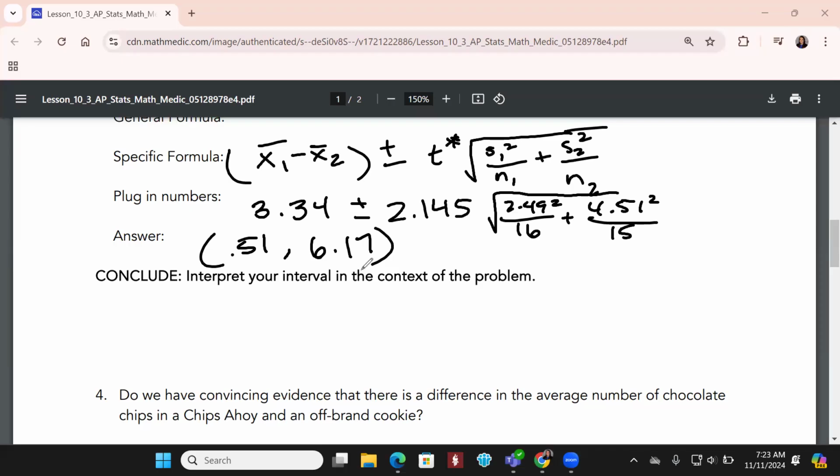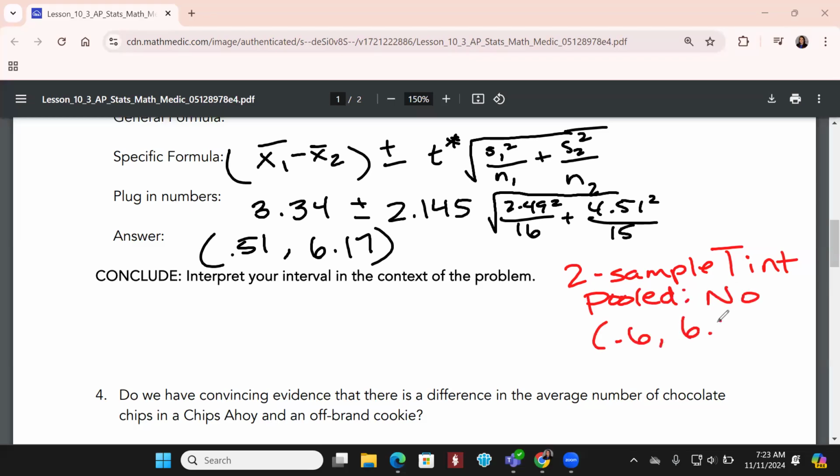There is a way to do this in your calculator. I'm going to show you a little bit later. This is called a two-sample t-interval. And when you say pooled, it's going to be no. And then from 0.6 to 6.08. And the degrees of freedom are going to be 21.5057. I'm going to show you how to do that a little bit later. We're going to talk more about that in a second. Just go ahead and write it down, though.